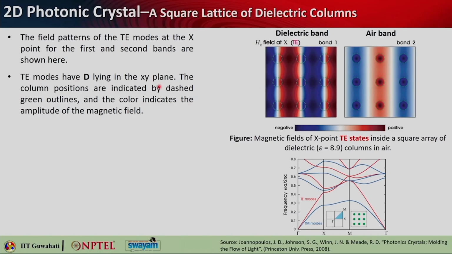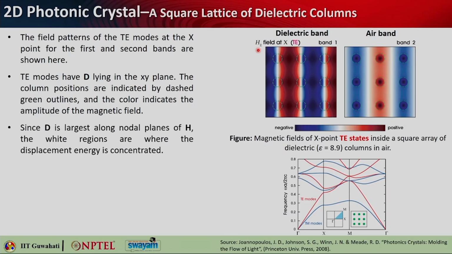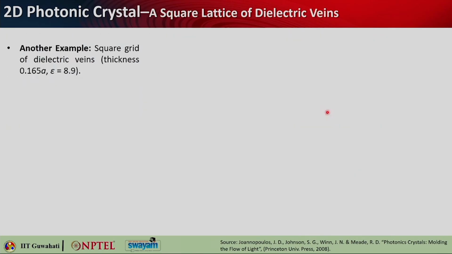So, TE modes are in the XY plane, and the column positions are indicated by these dashed green outlines, and the colors that you see, red and blue, are basically the amplitude of the magnetic field strength. Here for the TE mode we are plotting Hz, whereas for TM modes we plotted Dz. Now, since D is largest along the nodal planes of H, the white regions are where the displacement energy is concentrated.